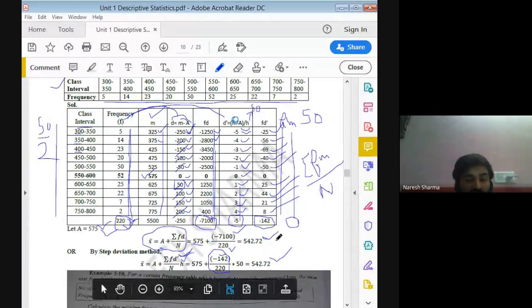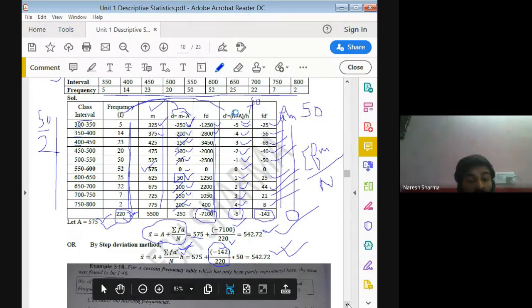You can choose this assumed mean method, or you can choose the step deviation method. It's totally your choice, which one you prefer. You can choose only one formula.